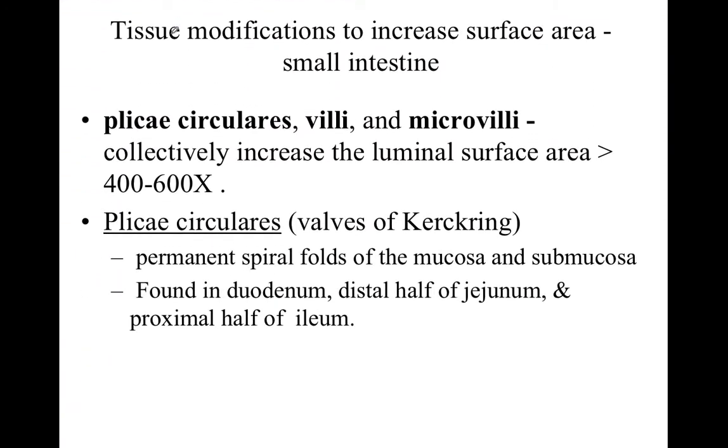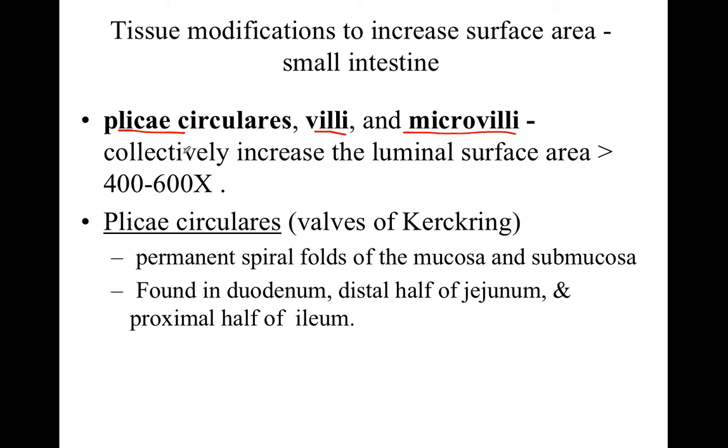As I said before, the length of the small intestine, which includes the duodenum, jejunum, and ileum, is around 6 meters. But this area is not enough for the processes I mentioned: hormonal secretion, digestion, and absorption. We have 3 modifications to increase the surface area: the plica circularis, the villi, and the microvilli.